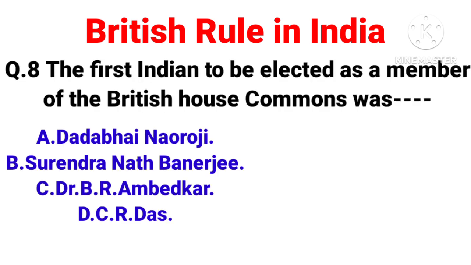Question number 8. The first Indian to be elected as a member of the British House of Commons was option A Dadabhai Naoroji, option B Surendranath Banerjee, option C B.R. Ambedkar, and option D C.R. Das. So the correct answer is option A Dadabhai Naoroji.